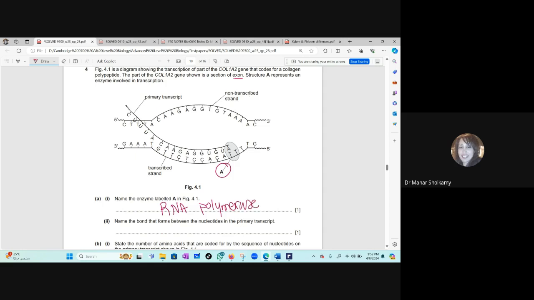Name the bond that forms between the nucleotides in the primary transcript. What is the bond here? Phosphodiester. They did not ask about the bonds between the bases, Mariam. The bond in the sugar phosphate backbone between the nucleotides. Noor, what did you say? Phosphodiester. Correct. The phosphodiester bond in the sugar phosphate backbone.